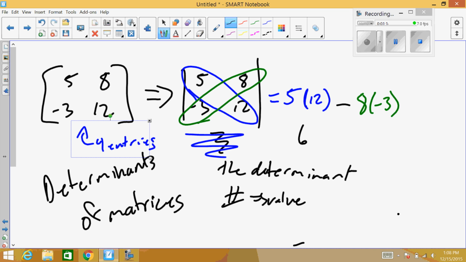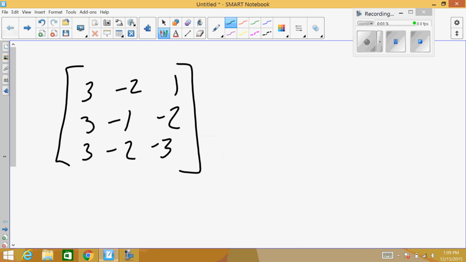So 60 minus -23, well, that's 60 plus, sorry, not 23, excuse me, backtrack. I got carried away with myself. 60 minus -24, which is 60 plus 24, or 84. Okay, so there's the determinant of a 2x2. How do we find the determinant of a 3x3? Well, we're going to use a method called expansion of minors.